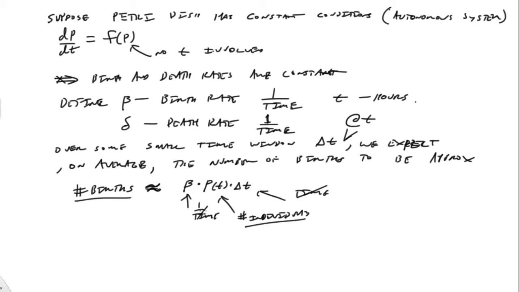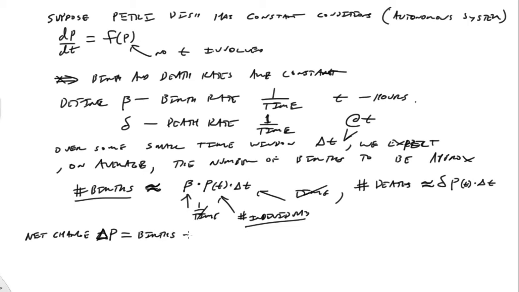Now likewise, I do the same thing for deaths, right? The number of deaths will be equal to some constant delta times, and this will be again approximate, delta times p of t times delta t. All right, so of course the net change delta P, sorry, of the population, of course, is going to be births minus deaths.